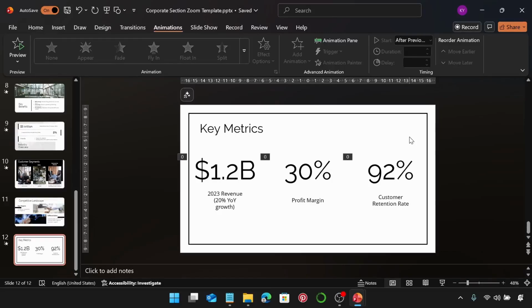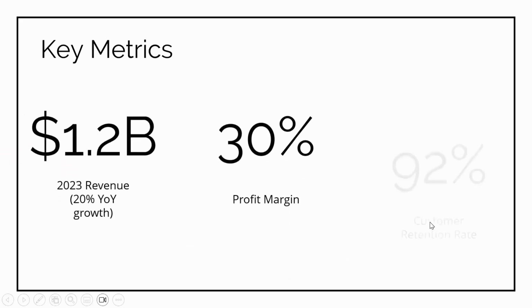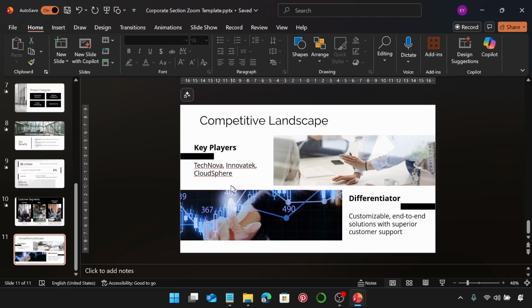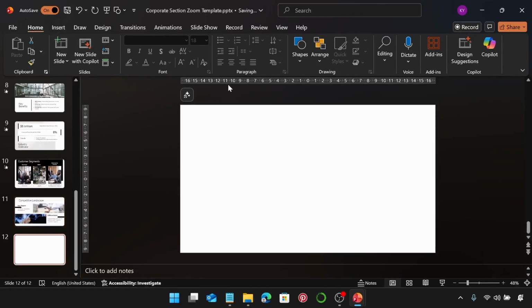This is part 12 of a series of videos where we create a corporate section zoom presentation template in PowerPoint. This is the key metrics slide. Let's create a new blank slide. So go over to home and create a new slide.